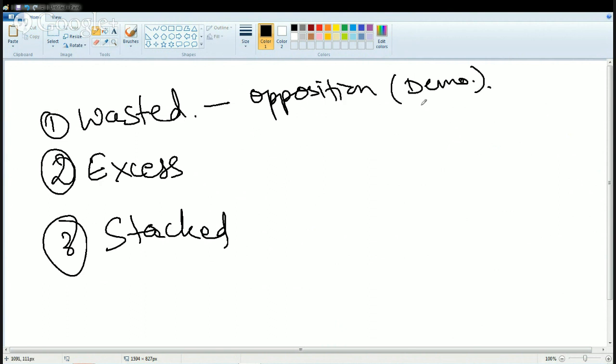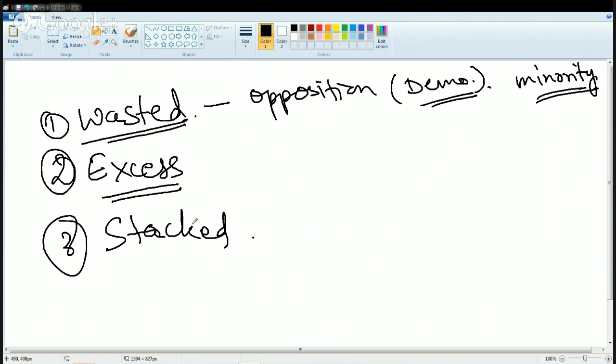So let's understand by this example. Democrats are spread into various districts, but in each district they are working as a minority. So what would happen? There would be wasted vote. But in case of excess vote, what would happen? You have a concentration of opposition supporters in few districts.